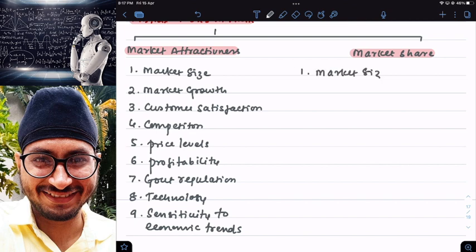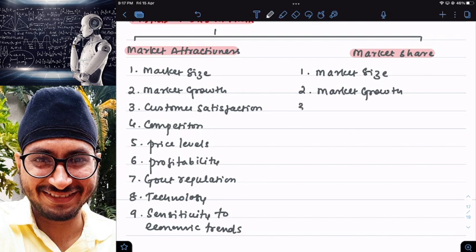Market size. Market size will determine my market share. If the market is very huge, lots of competitors are there in the market, then my market share will be very less. Obviously, when the number of competitors increases, market share decreases. Then we have market growth. This we have already discussed.